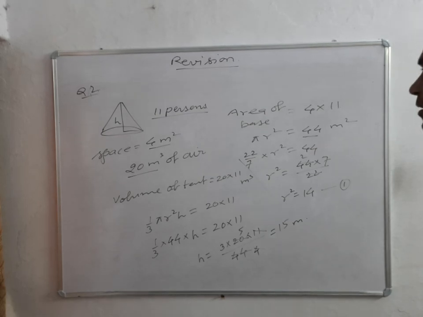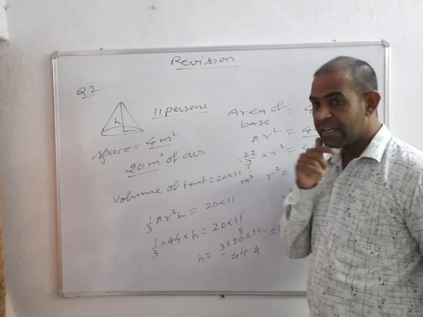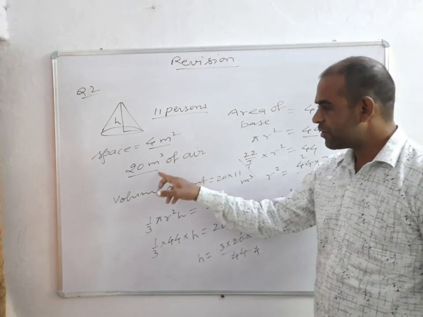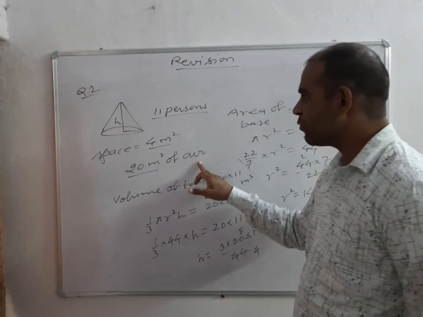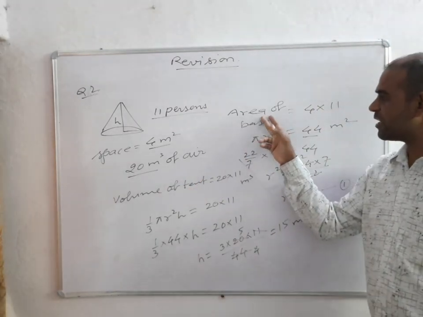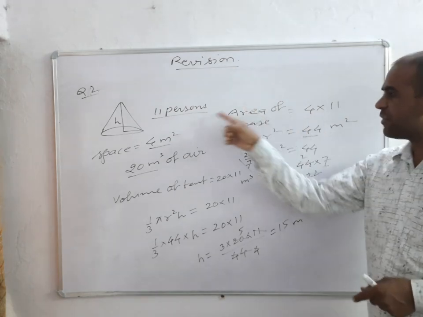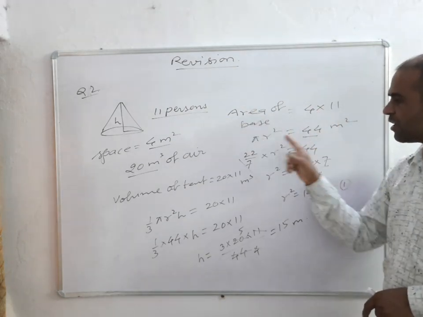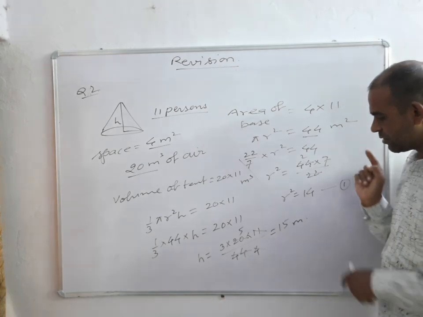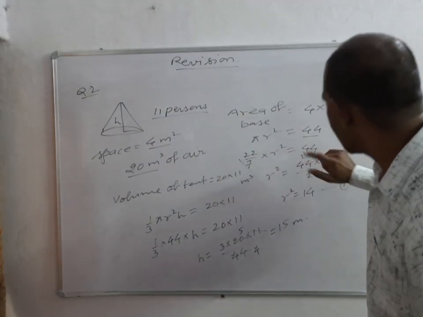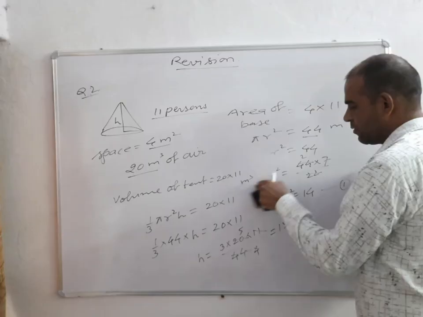So here 11 persons are accommodated in this tent, and 4 meter square is the space for one person and 20 meter cube of air for one person. So first of all, the area of the base, total area for the 11 persons, so 4 into 11 is 44, and pi r square is 44. There is no need for this calculation, directly we can put. So pi r square is 44.